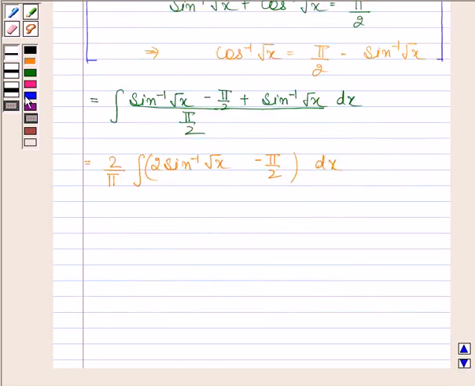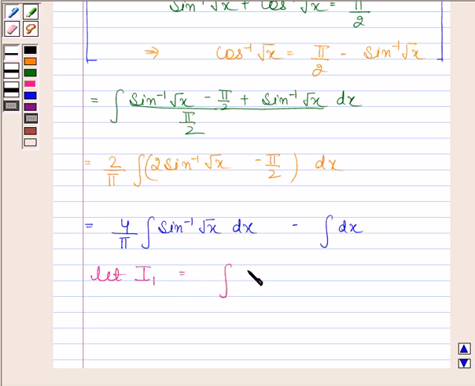This is equal to 4 by pi into [integral sin inverse root x dx minus integral dx]. Now let I1 be equal to the integral of sin inverse root x with respect to x.